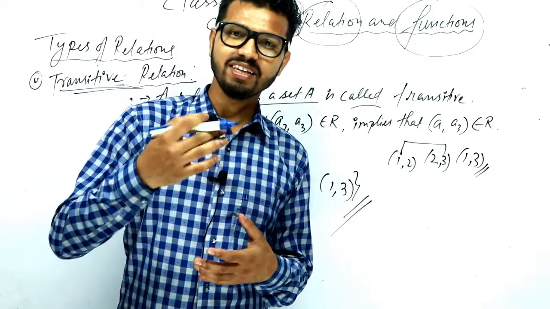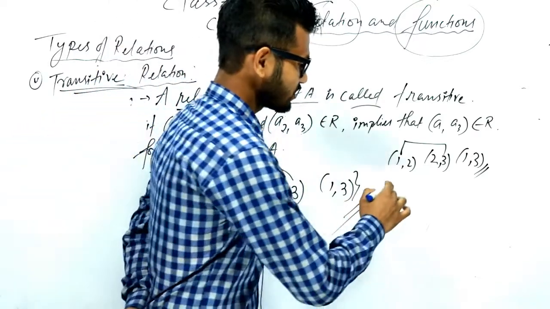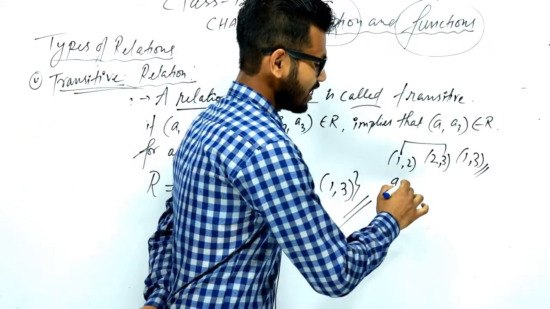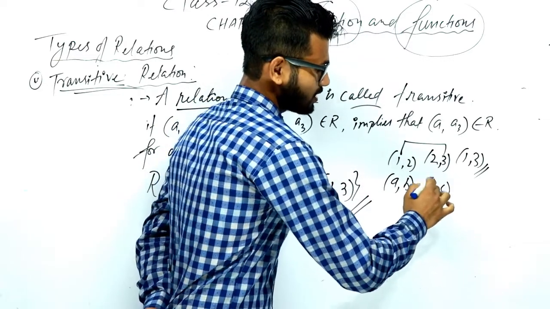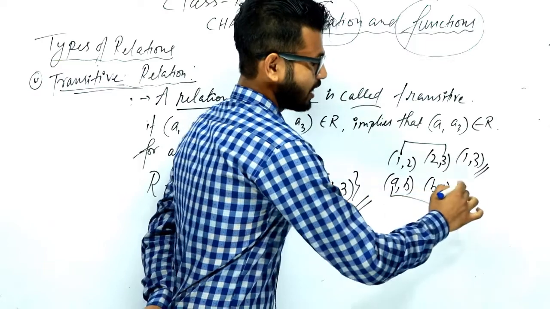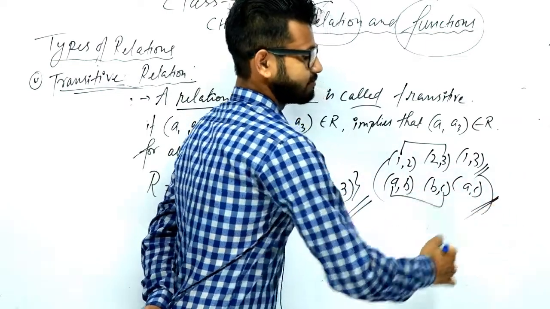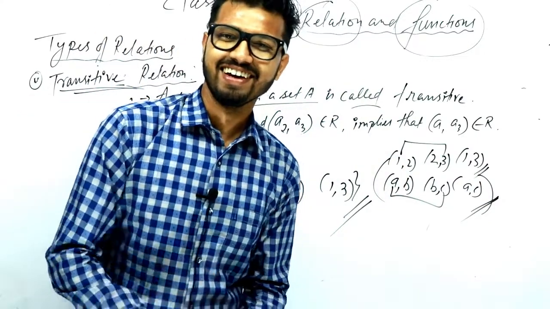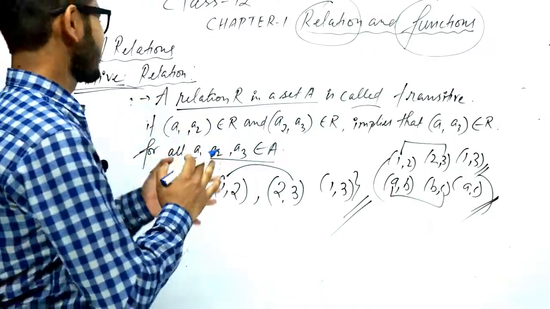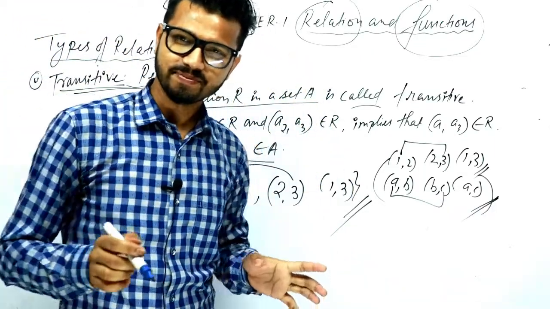A, B, B, C, A, C. If I use alphabets, how can I say it? If (A, B) is present in the relation and (B, C) is also present, then (A, C) has to be present in that relation as well. Then it is a transitive relation. I hope you can catch what I mean to say.